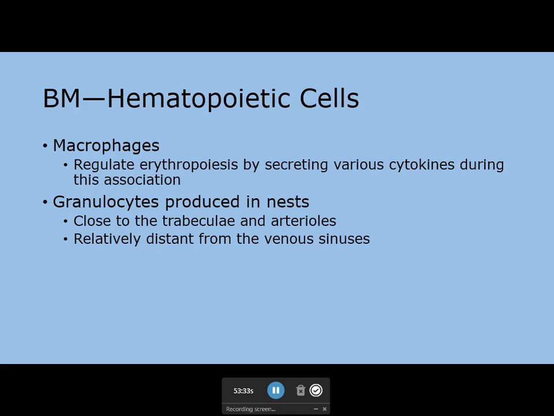And then the granulocytes are produced in nests. They're usually close to the trabeculae or the arterioles so that they can go out. They're relatively distant from the venous sinuses, because some of the chemicals for erythrocyte production can actually harm leukocyte production. Does that make sense? Your body is designed to keep leukocyte production away from erythrocyte production, so that you don't have cross-contamination and one working against the other.